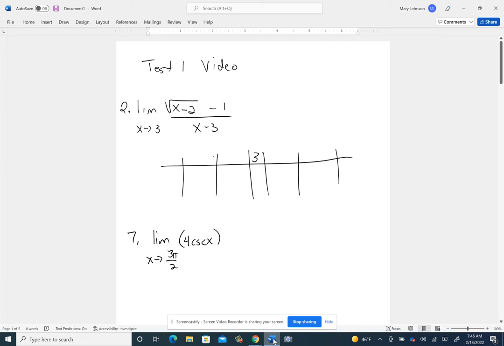All right, let's go ahead and go over some of the problems from test one. I'm going to be just picking a problem off one of the versions, and the other version is similar, and you could figure it out, I think, based on that.